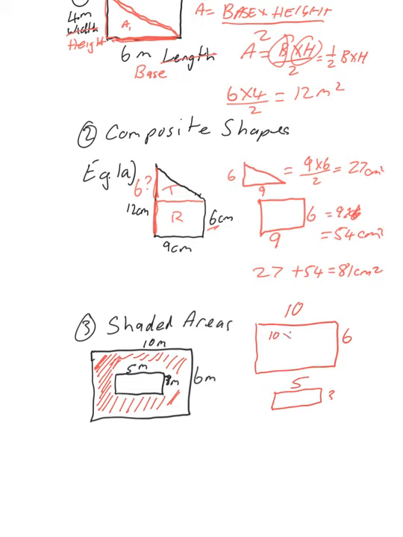This one will be 10 times 6 equals 60. This one will be 5 times 3 equals 15. Now, what some people have trouble seeing is that this shaded area is just the area of the large rectangle minus this area here. So we just have to subtract this area here. So we know that that's going to be 60 minus 15 equals 45 metres squared.